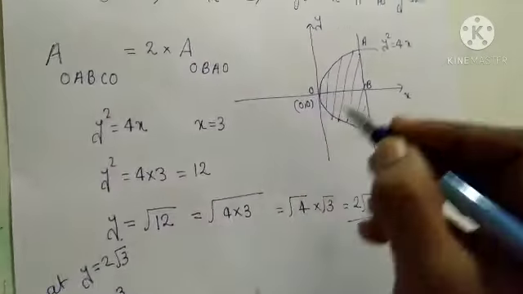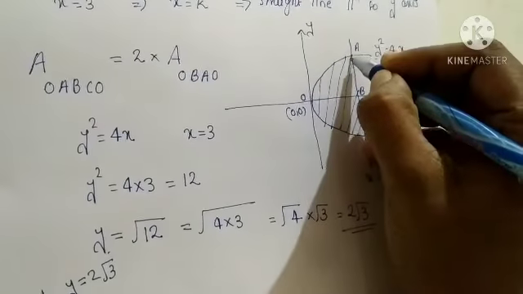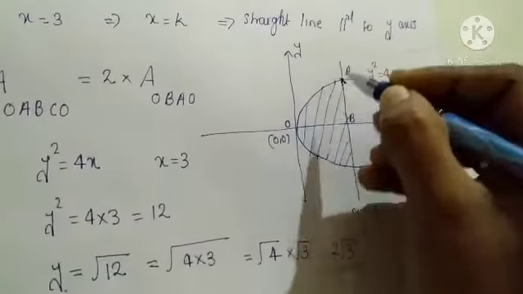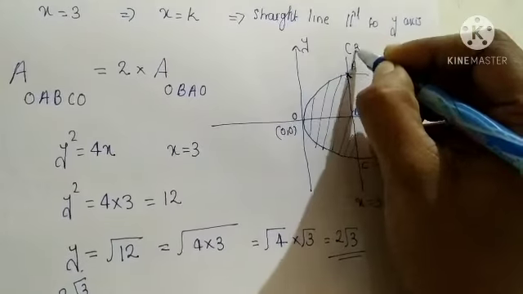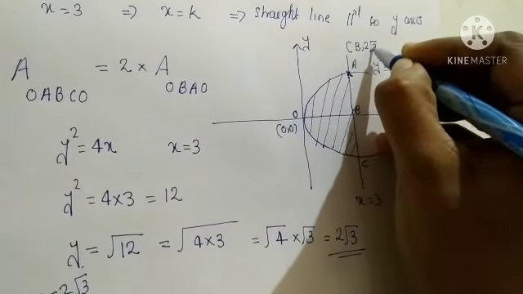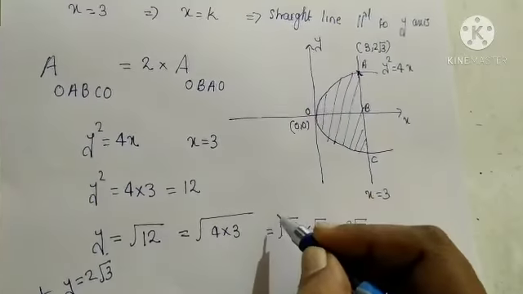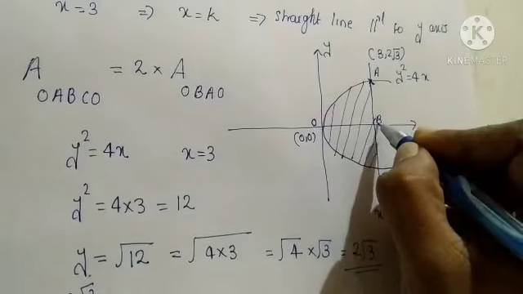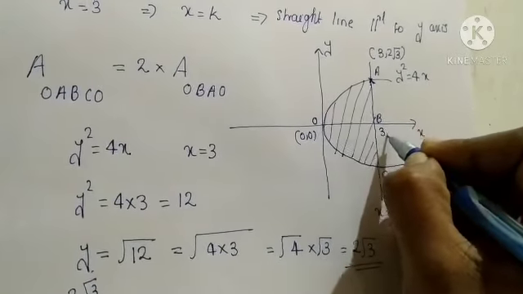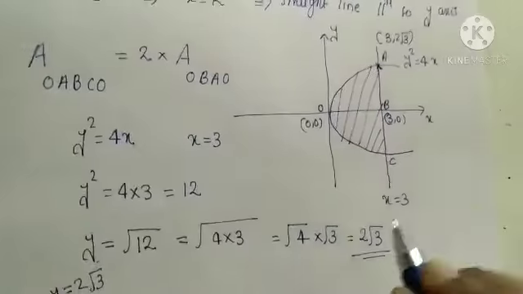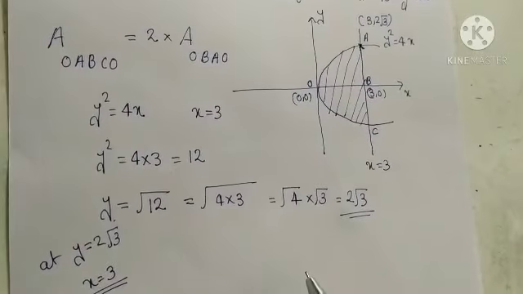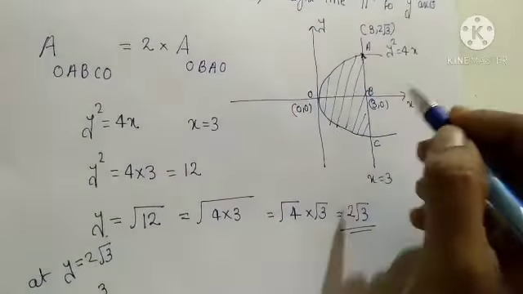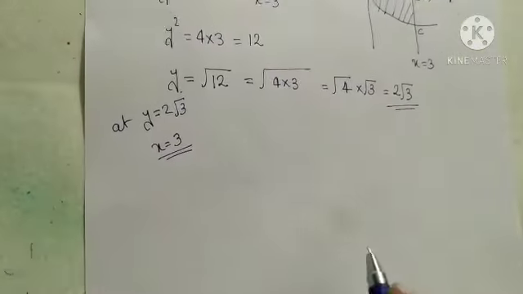So we get this point as 3 comma 2 root 3. Okay, so the coordinate of B is 3 comma 0. I hope you understood. So we get our 3 points' coordinates.